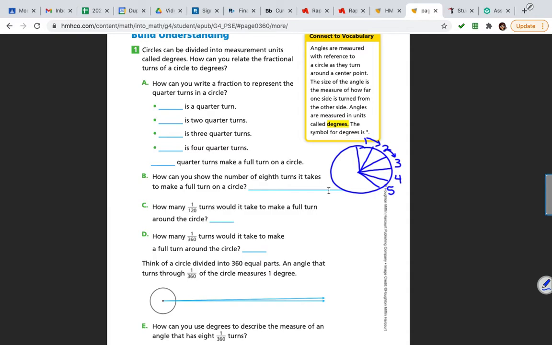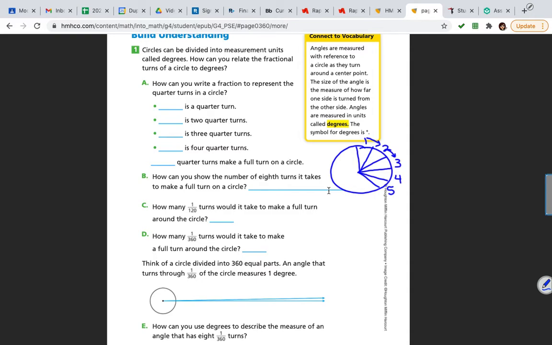The size of the angle is the measure of how far one side is turned from the other side. Angles are measured in units called degrees. The symbol for degrees is that little circle. That's really hard to find on the computer. So let's look at this.